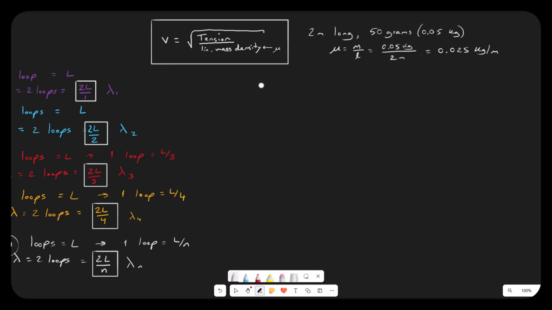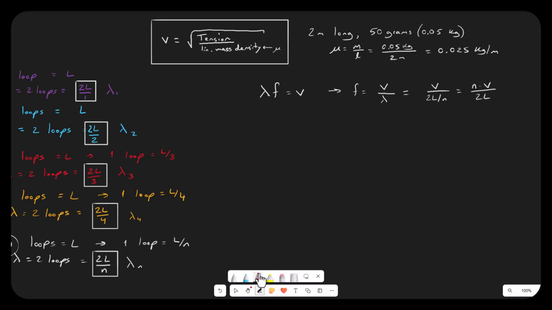Now, I had this equation before that wavelength times frequency equals wave speed. So I'm going to solve for frequency, and I'm going to say frequency is the wave speed divided by lambda. Now, I have already said that lambda is 2L over n, so I'm going to get this as a wave speed divided by 2L over n, and because nobody likes 3-story fractions, n times v over 2L.